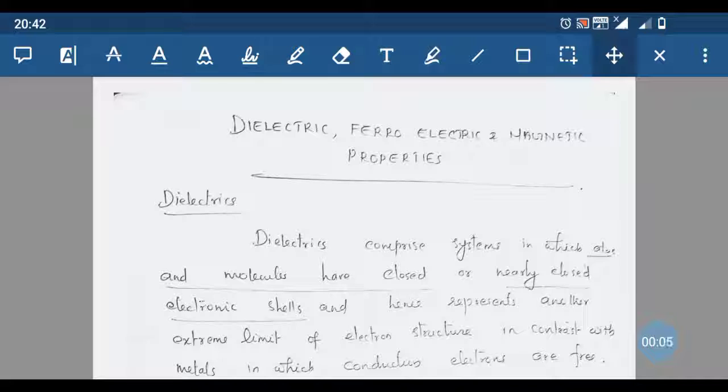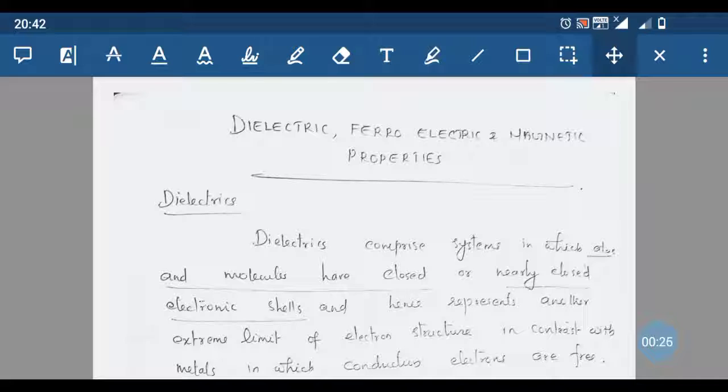Today we are going to start our fourth chapter in solid state physics, that is dielectric, ferroelectric and magnetic properties. First of all, what is a dielectric? A dielectric is a substance which gets polarized in the presence of an external electric field.